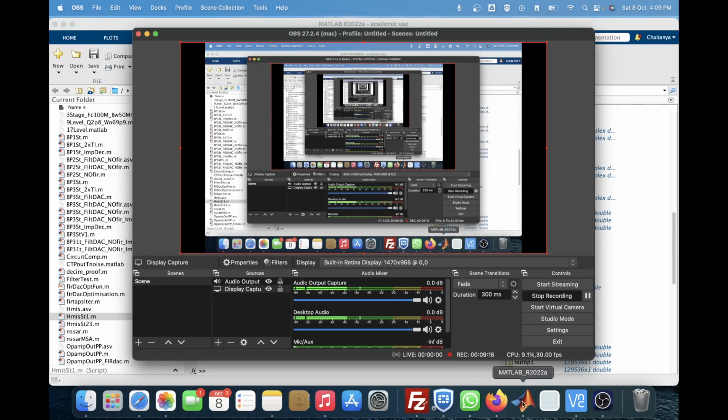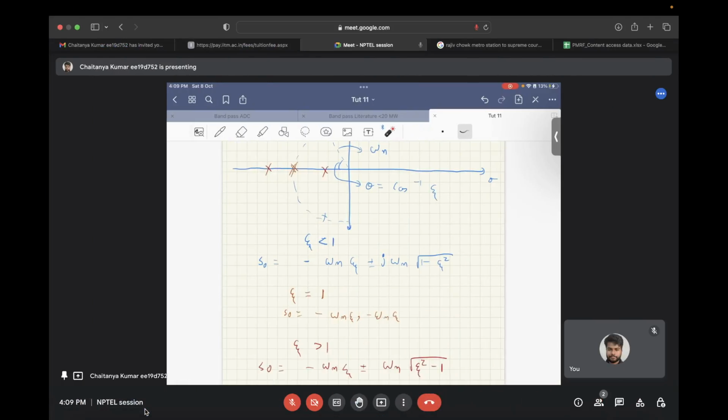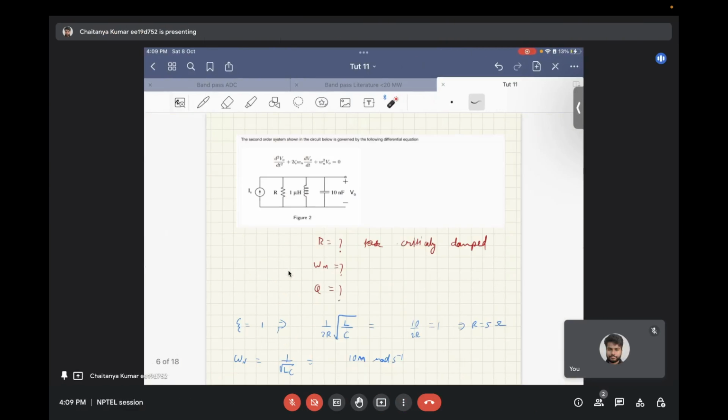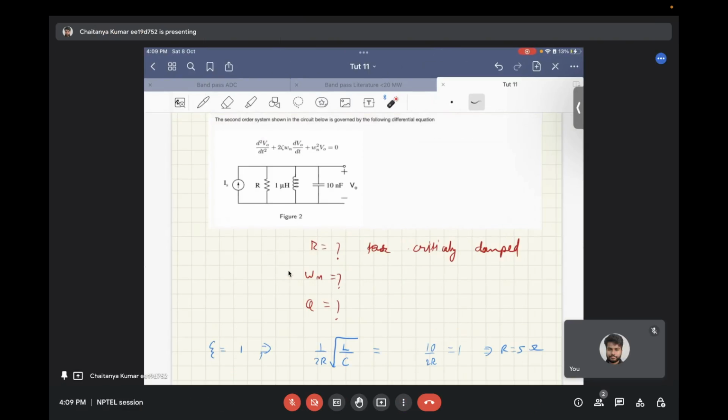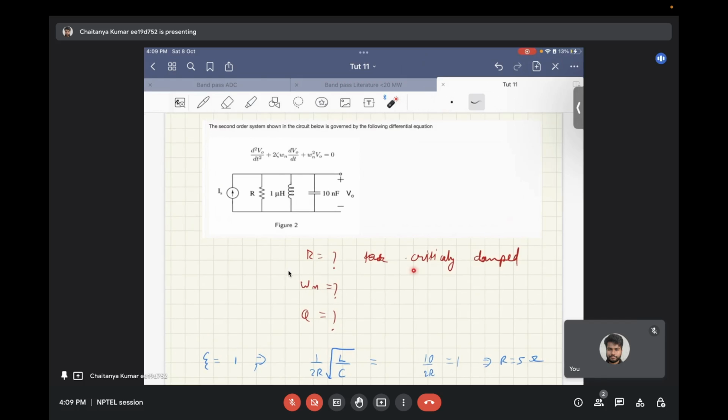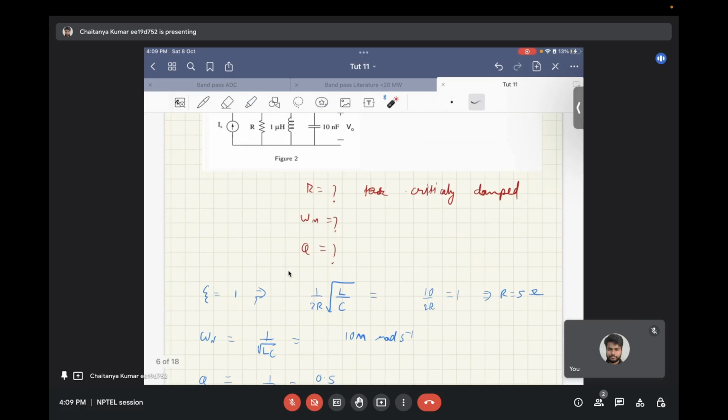So now let's move to the next question. Now again, you have the same system. In this case, it is asked that for a critically damped system, what will be the value of R, omega n, and Q? You have been given the values of L and C. So critically damped system means zeta equal to 1.